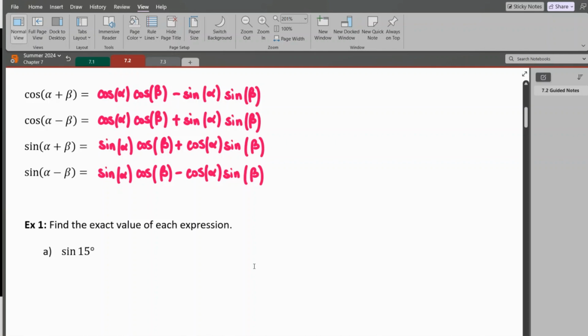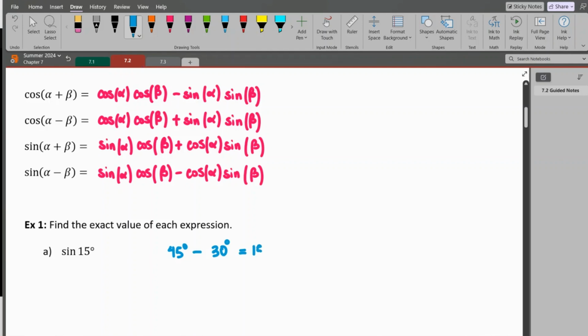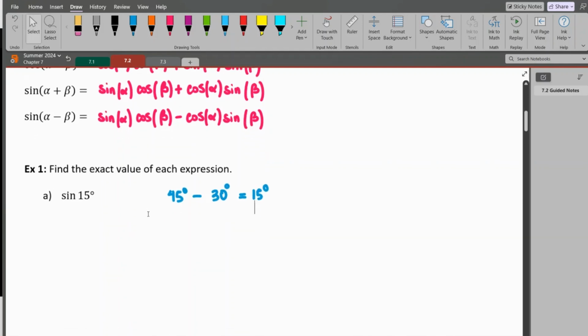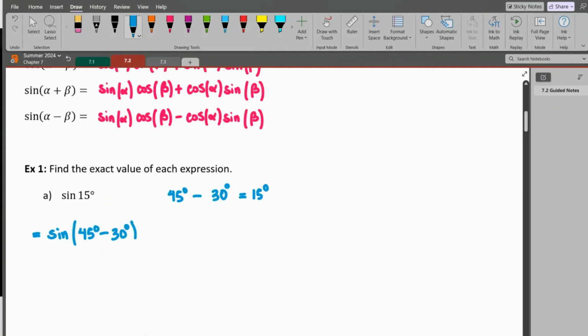But one option here is, let me go ahead and write it over here, 45 degrees is a very common angle that we use, right? And so is 30. Okay. And well, if you subtract those, you end up with that 15. So what I'm going to do is rewrite my sine of 15 here. Again, note this is an angle that's not one of the common angles that we're used to on the unit circle. So we're now going to rewrite it as sine of the difference of two angles that we're used to seeing on the unit circle.